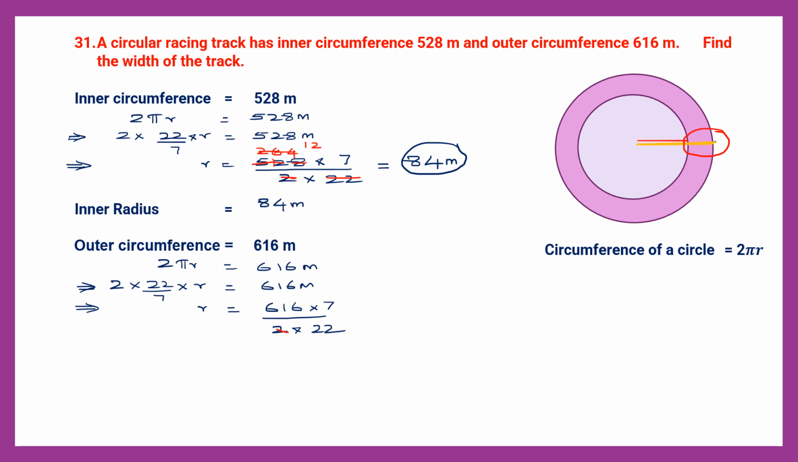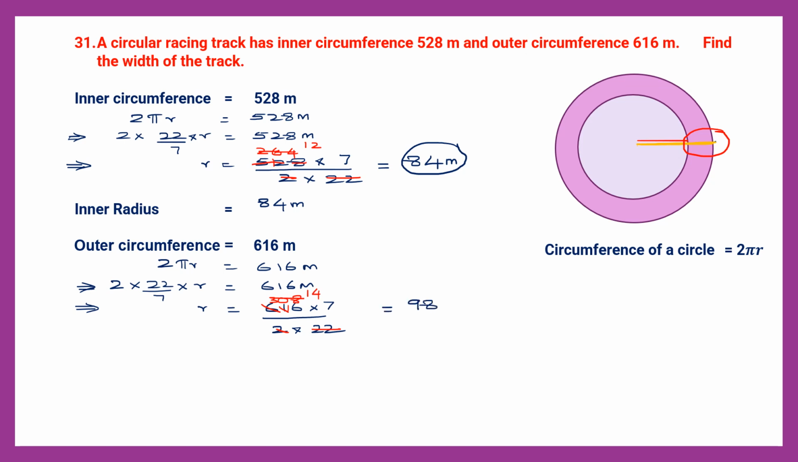Again, let's cancel. 2 3s are 6. 1 is smaller, so we put 0 and carry it there. 16. 2 8s are 16. Now 308 and 22 we can cancel. 22 ones are 22. Then there is 8 left, 88, so that is 4. 14 into 7. 14 into 7 is 98.